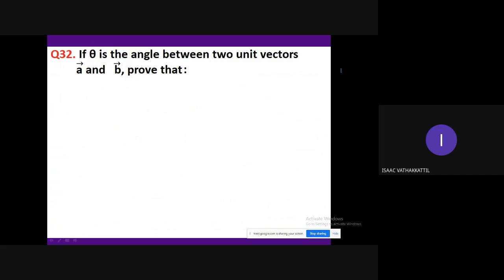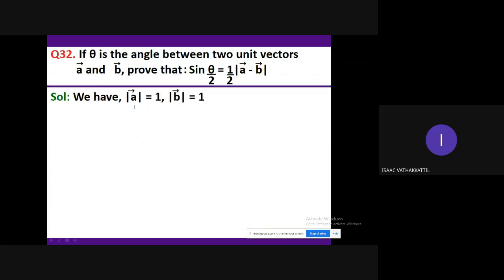Now, if theta is the angle between two unit vectors A and B, prove that sine theta by 2 is half the magnitude of A minus B. Theta is the angle between two unit vectors A and B. Prove that sine theta by 2 equal to half into magnitude of A minus B. Given A and B are unit vectors, now magnitude of A minus B squared, we know it is magnitude A squared plus magnitude B squared minus twice A dot B.